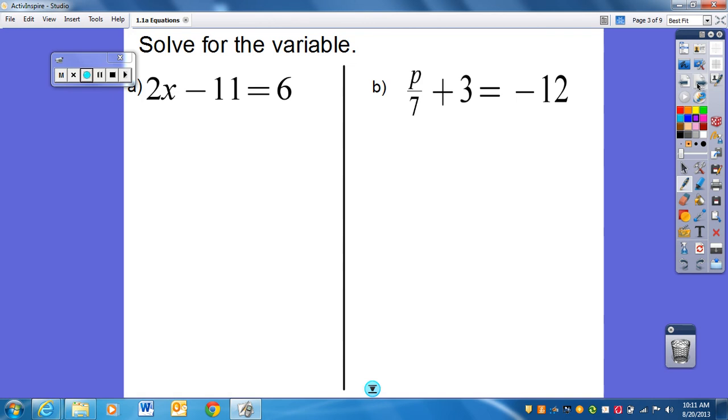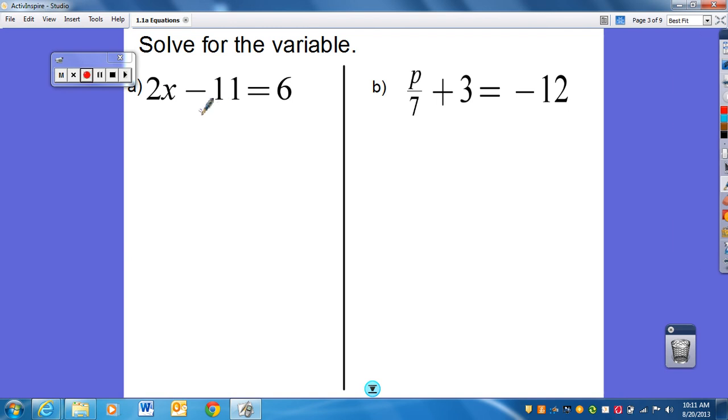Here is our first example. 2x minus 11 is equal to 6. So what we need to do is the opposite operation. We're going to add 11 to both sides. And when we do that, that gives us 2x is equal to 17. And we'll do the opposite operation. Since 2 is being multiplied times x, we want to divide by 2.